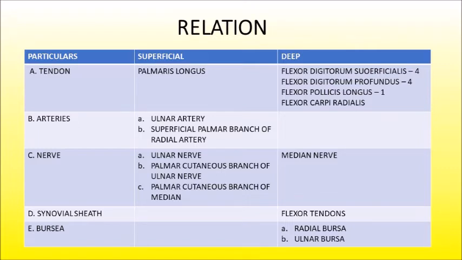Under arteries, the superficial artery is the ulnar artery and the superficial palmar branch of the radial artery, and there is no deep artery found. The superficial nerve is the ulnar nerve, palmar cutaneous branch of the ulnar nerve, palmar cutaneous branch of the median nerve, and the deep nerve is the median nerve. There is no superficial synovial sheath, and the deep synovial sheath is for the flexor tendons. There is no superficial bursa, and the deep bursae are the radial bursa and the ulnar bursa.